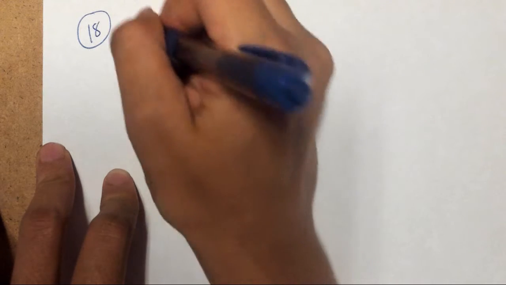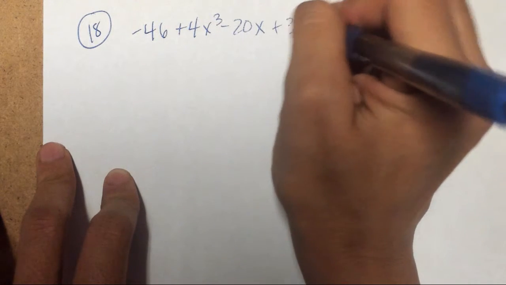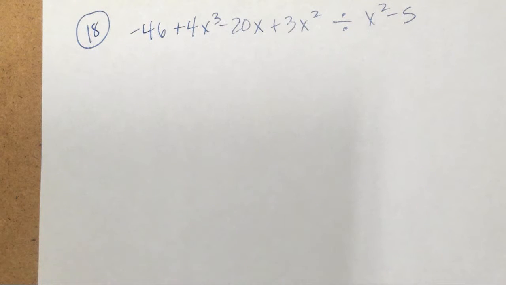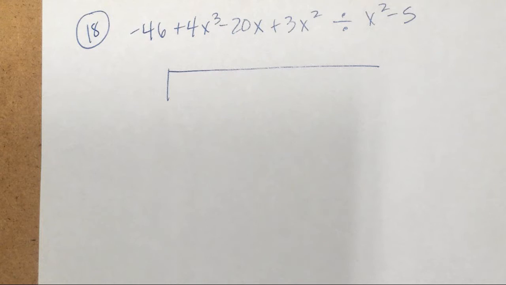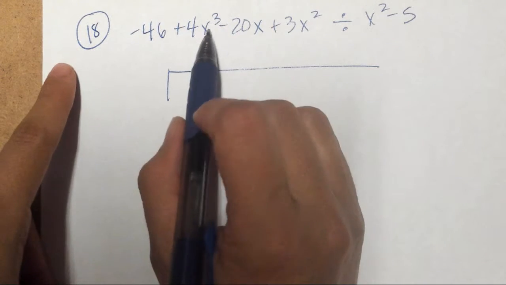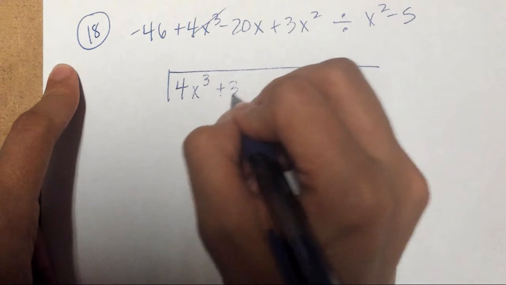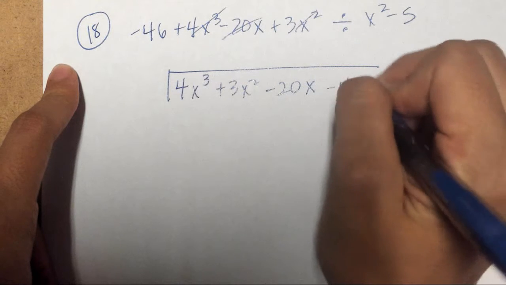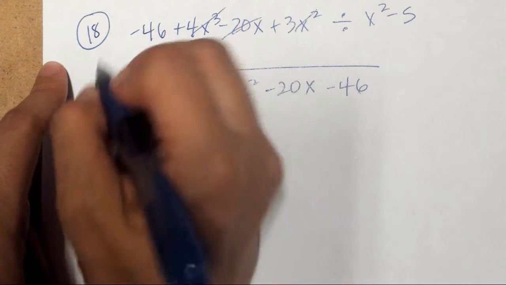So we have negative 46 plus 4x cubed minus 20x plus 3x squared divided by x squared minus 5. Now guys, when we're doing long division, it is very important to put your exponents in decreasing order. So the biggest number is cubed, so 4x cubed plus 3x squared minus 20x minus 46, and I divide this by x squared minus 5.